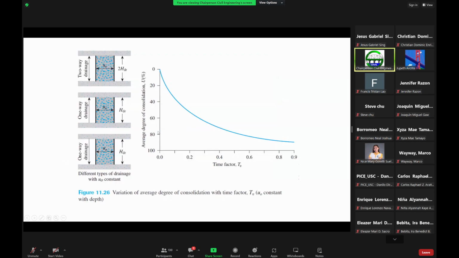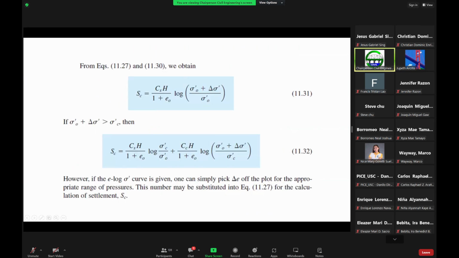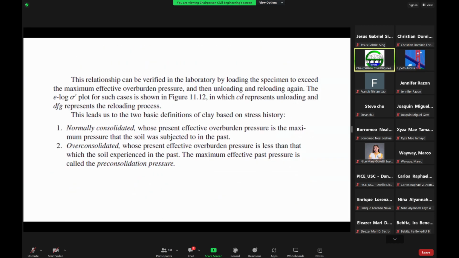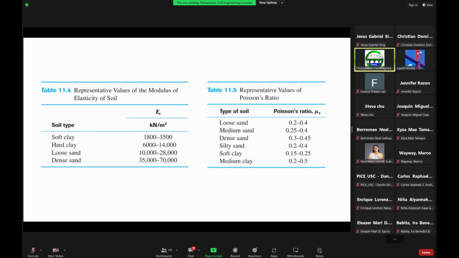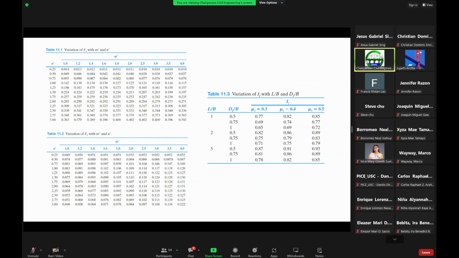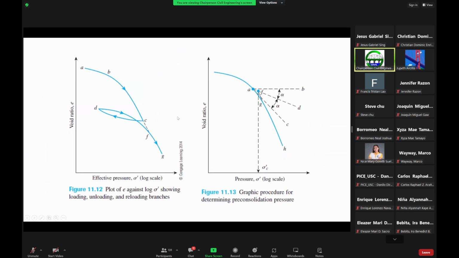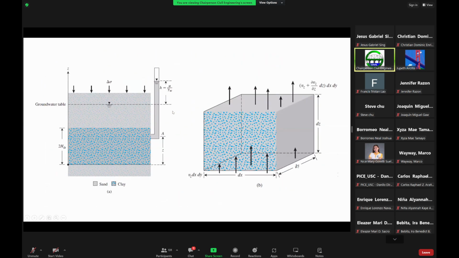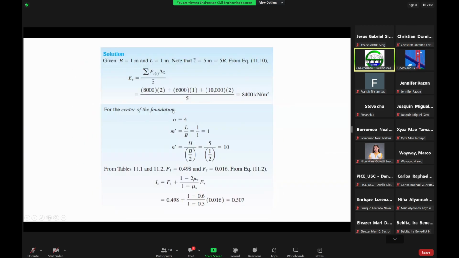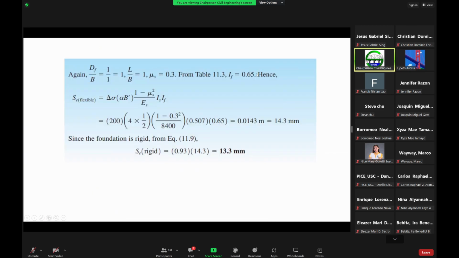Is that correct? Let's see. L over B is 1, df over b is 1, so that's 1 and 1. Poisson's ratio is 0.3. So the value of the depth factor is 0.65. Okay, that's correct.